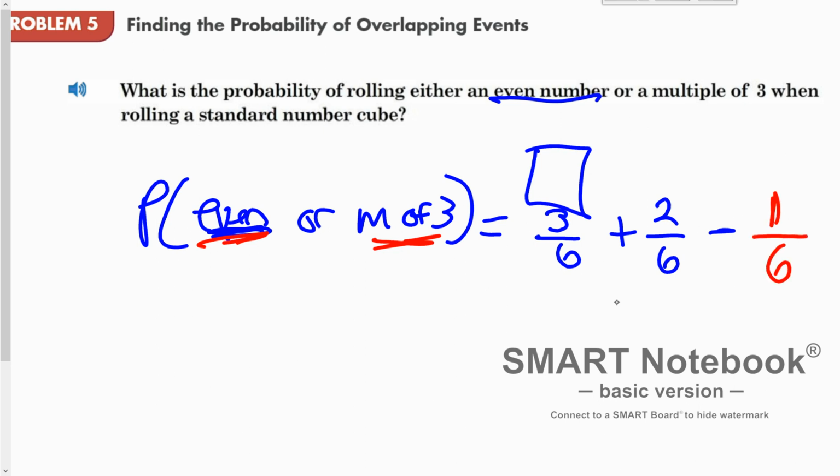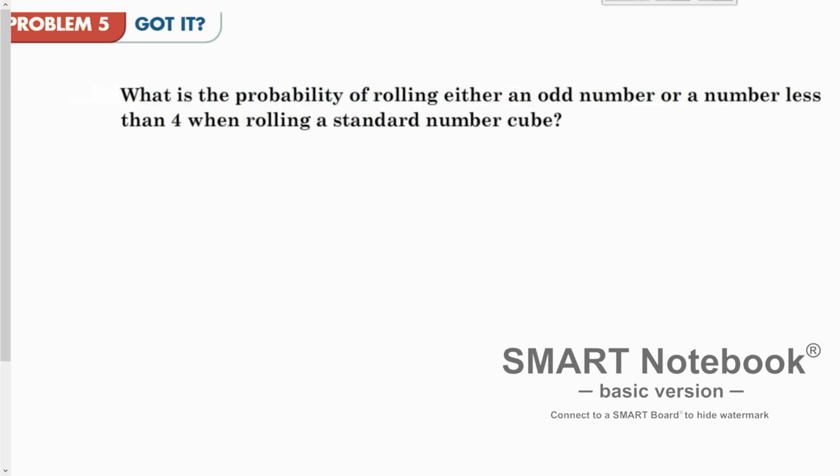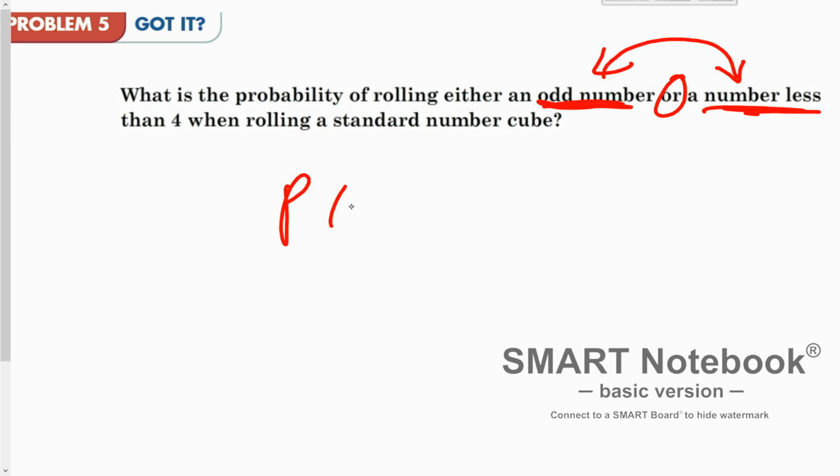So then I can add those up, and I get 4 out of 6, or 2/3, or approximately 0.67, or 66.7%. Right? So any of those would work. So here you've got to figure out the probability of before the or and the probability after the or, and then subtract the likelihood of them both happening together, and that's the probability of an or statement.